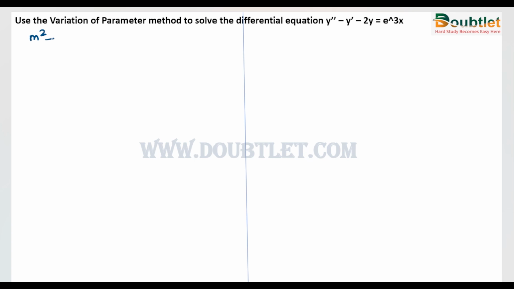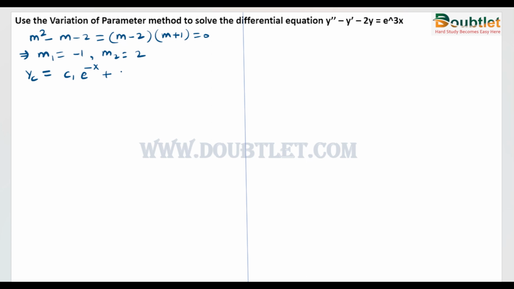So we can write this as m square minus m minus 2, and if we factor this, it will become (m minus 2)(m plus 1) equal to 0. Then the value of m: we can write m1 as minus 1 and m2 as 2. So the complementary solution of this characteristic equation will be c1 e to the power minus x plus c2 e to the power 2x, where c1 and c2 are the constants of integration.